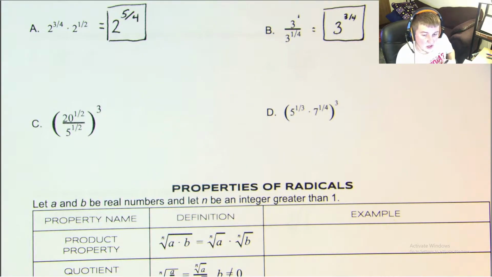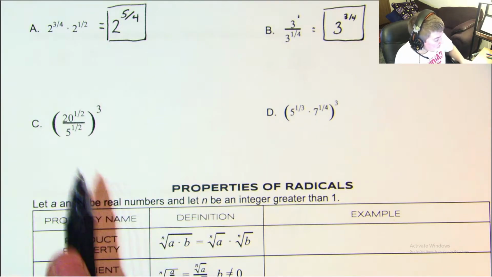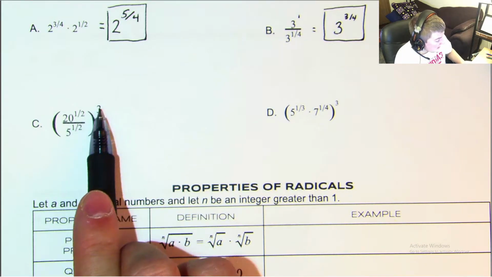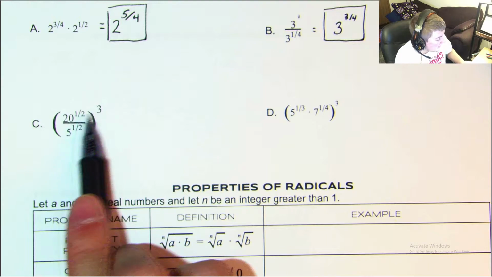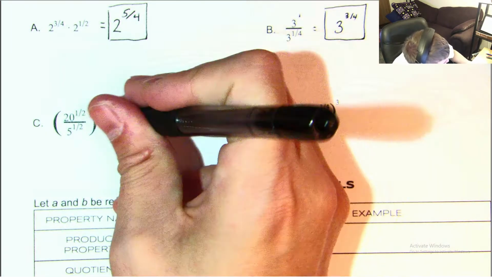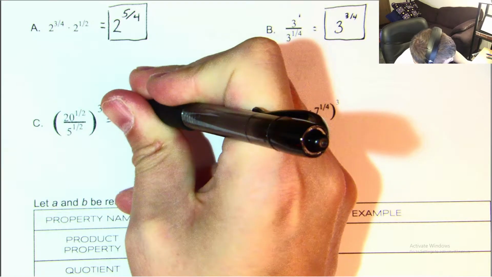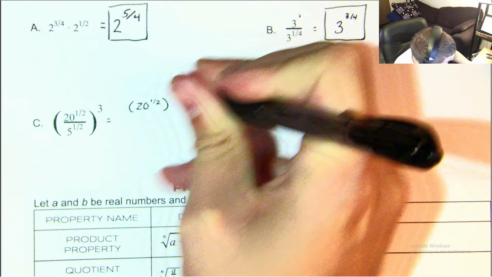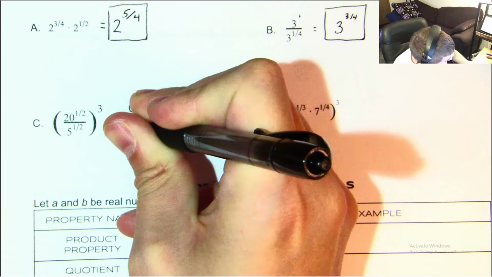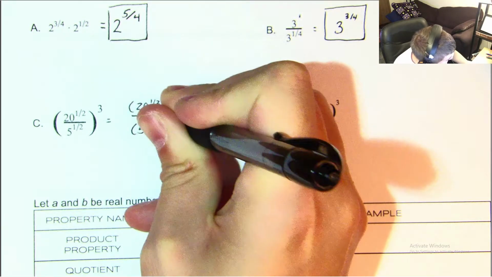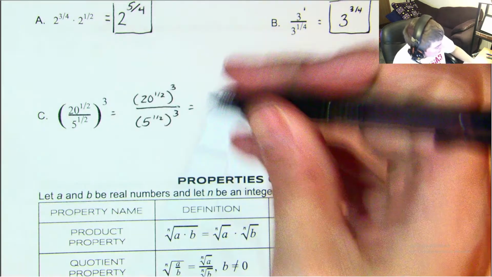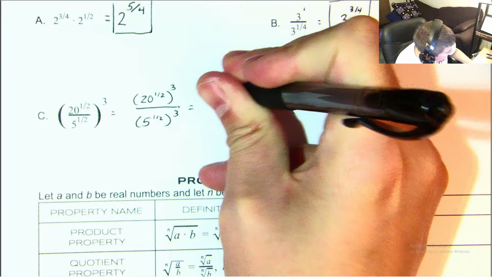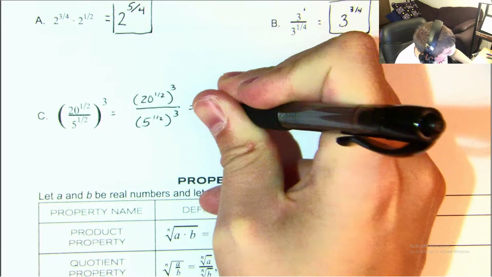Okay, C, we have a couple of different things going on. The first is that each of these is going to have the power of a quotient. So we're going to apply the 3 to the top and the bottom part here. So this is going to be equal to 20 to the 1/2 power, and that to the 3rd power, and then 5 to the 1/2 power, and then that to the 3rd power as well. Power to a power, meaning that we can just multiply the exponents. So we're going to get 20 to the 3/2 power over 5 to the 3/2 power.